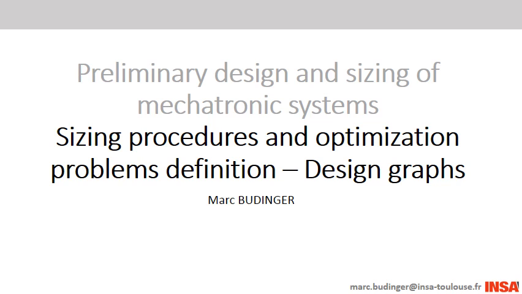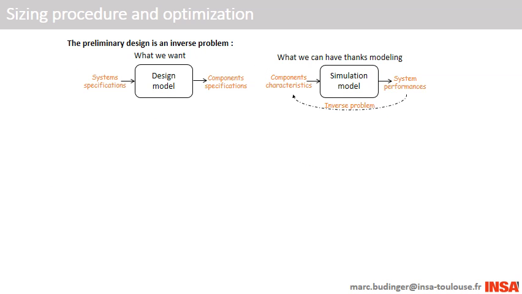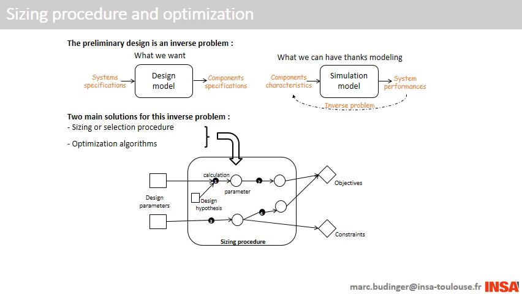This video is going to illustrate how to use graphs to set up the component selection process. A preliminary design problem is an inverse problem, and has for objective to determine component characteristics that will answer performance requirements. To solve this problem, we will use sizing processes, calculus sequences, or optimization algorithms when it is not possible to fully inverse the equations we possess.